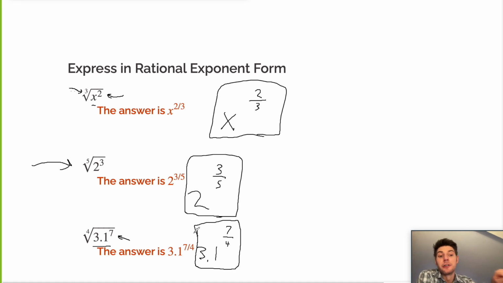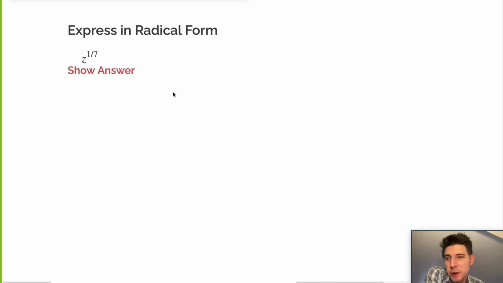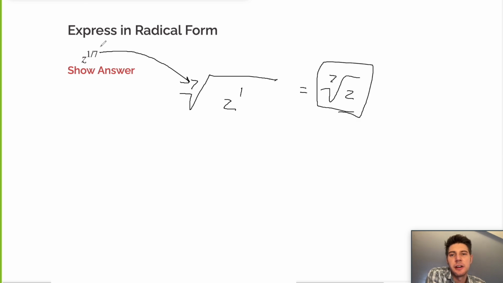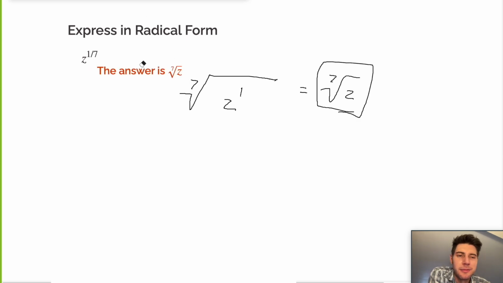Next, we're going to go the other direction. Now we're going to express in radical form. This is the form, and we're going to fill this in. The z is our base. The denominator of the fraction, the 7, is the root of the radical. This 7 is going to go here. And then the 1 goes there, and we don't even really need to include a 1. So this is just the 7th root of z would be the answer here. And we can see that that's the answer. So we got that one right.